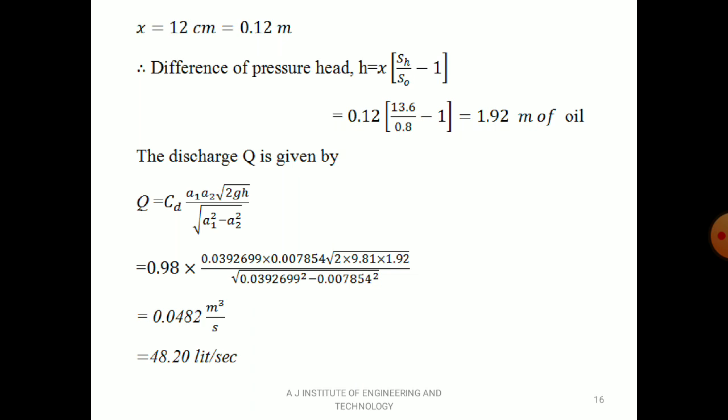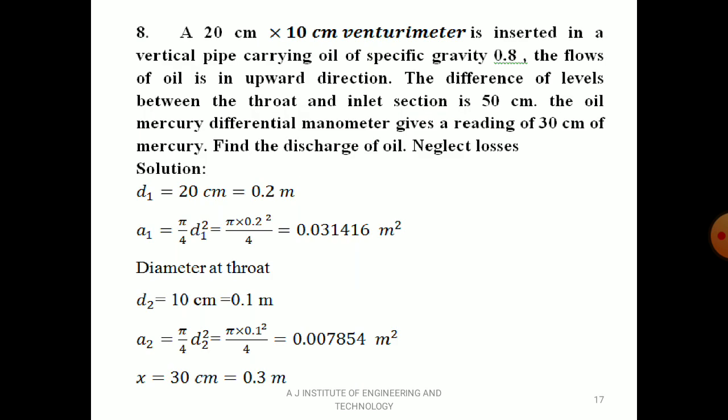So next problem. A 20 cm by 10 cm venturimeter is inserted in a vertical pipe carrying oil of specific gravity 0.8. The flow of oil is in upward direction. The difference of level between throat and inlet section is 50 cm. The oil mercury differential manometer gives a reading of 30 cm of mercury. Find the discharge of oil, neglect losses.